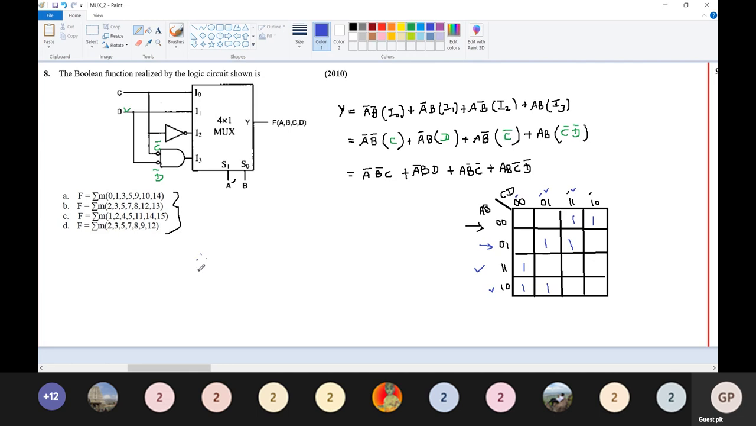Therefore, f is equal to summation of m 0, 1, 2, 3, then 2, 3, then 5, 7, then 8, 9, and 12. So these are the corresponding minterm values: 2, 3, 5, 7, 8, 9 and 12. So the option is D. This is your correct option. We'll move to the next question.